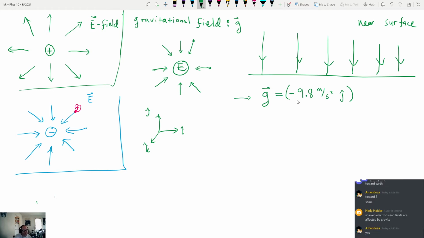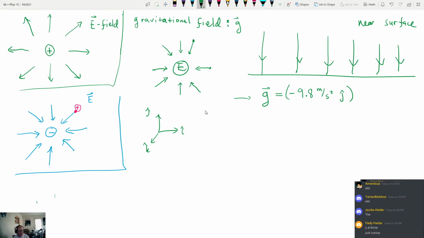Electrons and stuff are affected by gravity. That's not why I'm talking about this, though. No, hey, don't get confused. That's not why I'm talking about this. Electrons are affected by gravity, but it's not really super important because it's going to be really small. Anyway, but you are right. So the gravitational field of Earth, it points straight down. This is what the value is, right?